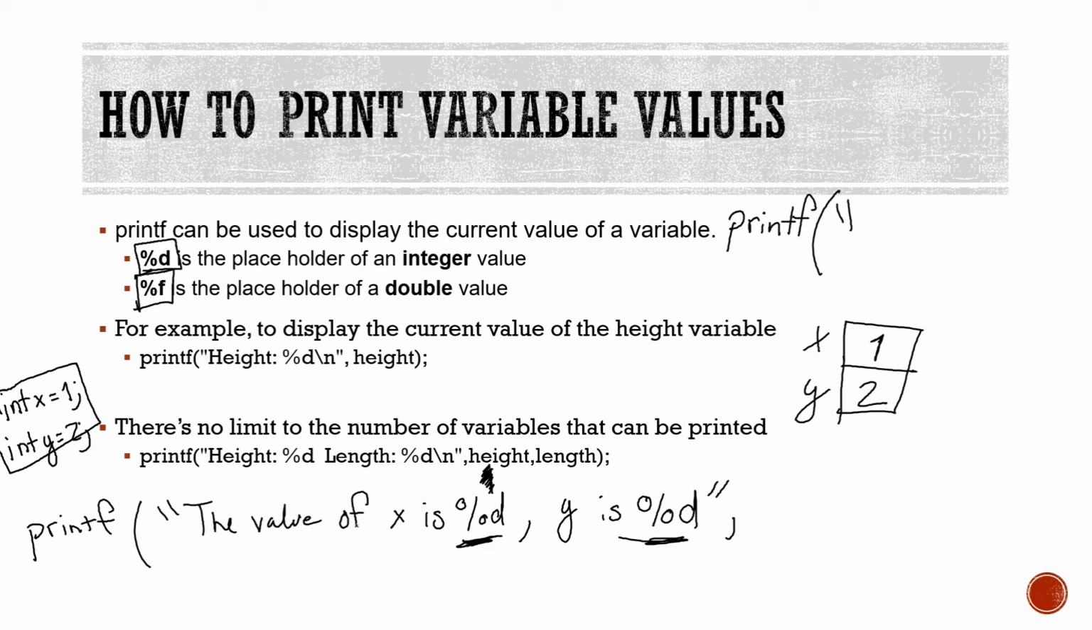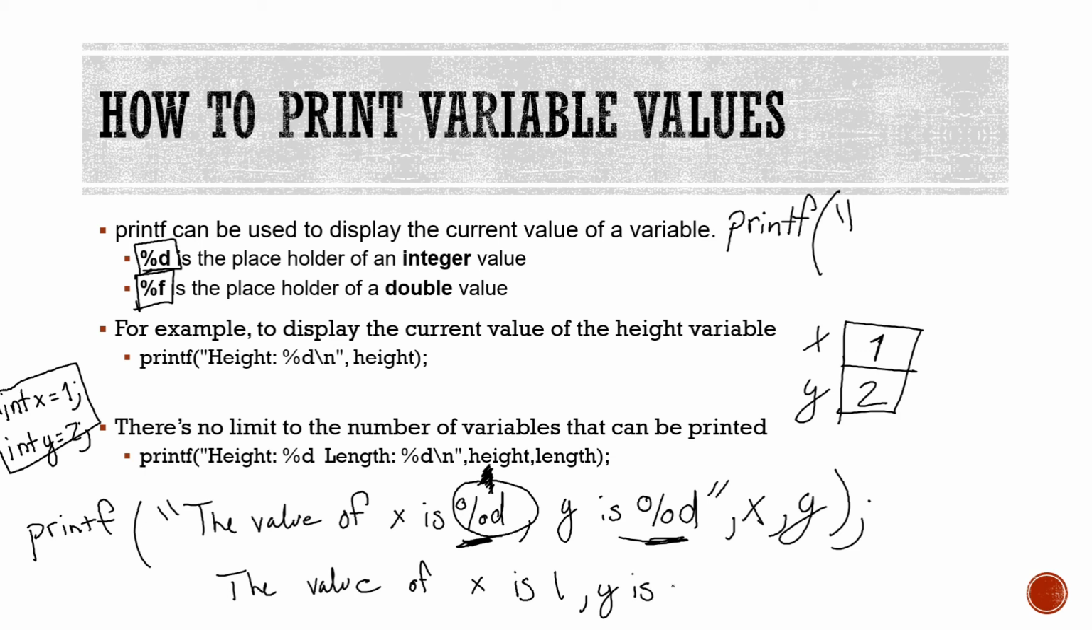As you can see, this says the value of X is, so I want this to be X. I want this to be the value of X. So I will declare X, just write X after the comma. And then for the next one, I want Y. So Y is %d. Close that. What it's going to print out is: the value of X is 1, Y is 2. So that's what it's going to print.